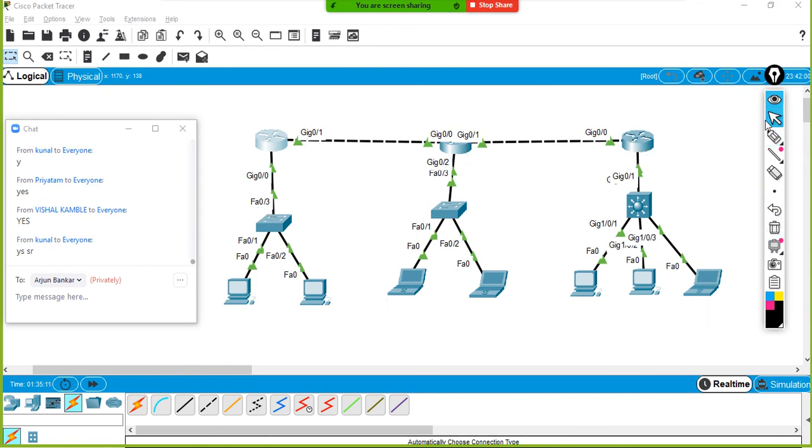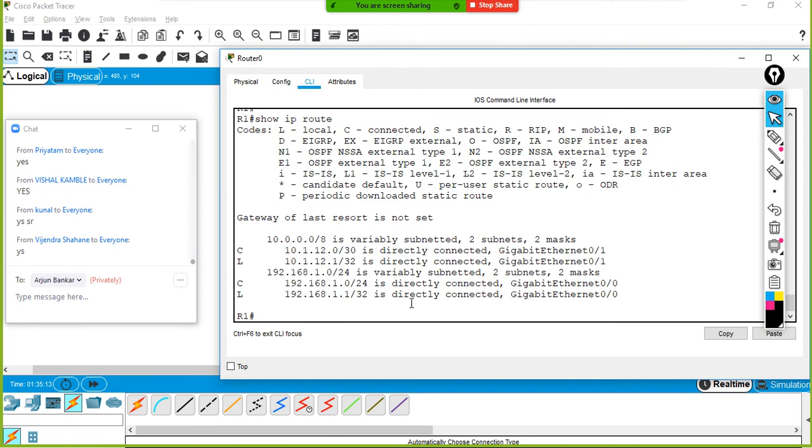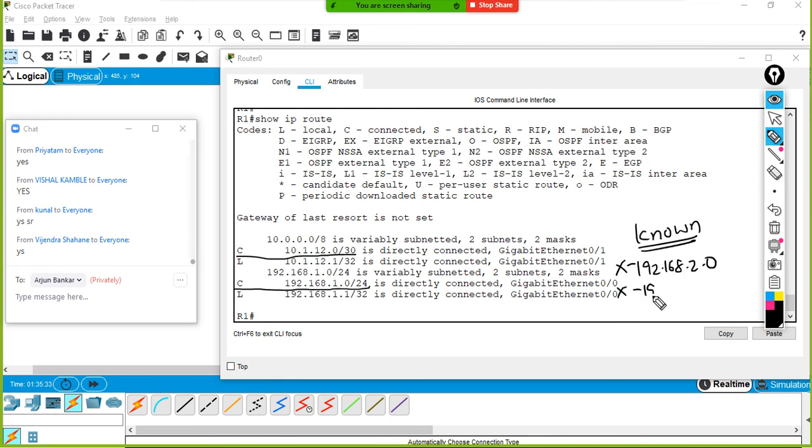Now let's go to router 1 and see there. Router 1 is saying that I know the 192.168.1.0 network, which is this, and I know the 10.1.12.0 network. These are my known networks. I know only these networks. I don't know 192.168.2.0. I don't know 192.168.3.0. I don't know the 10.1.23.0 network. So for this we need to write the routes.